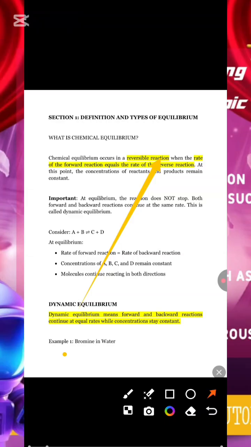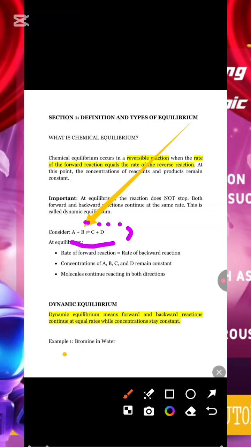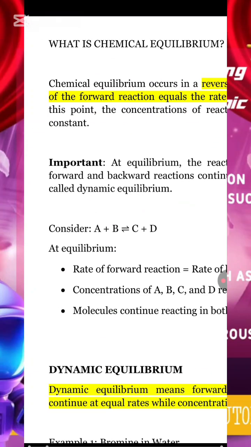Now, take a look at this equation you can see right here. Consider that particular equation and you get the exact point I am trying to make in this class. You can see A plus B giving us C plus D. Let me zoom in so that it can be bold and clear.